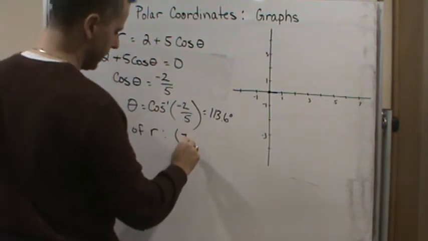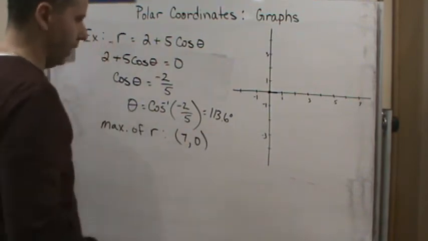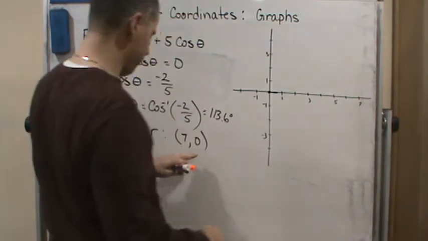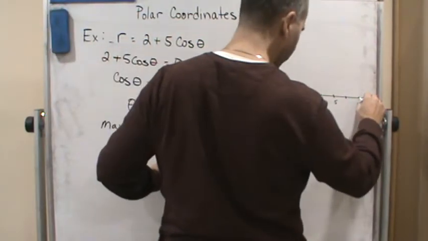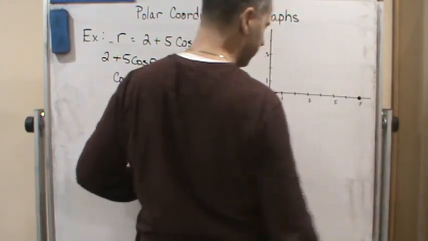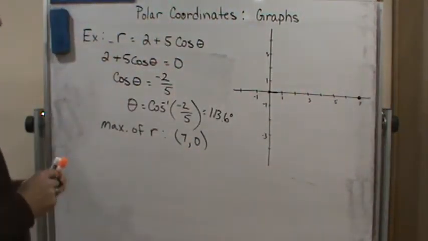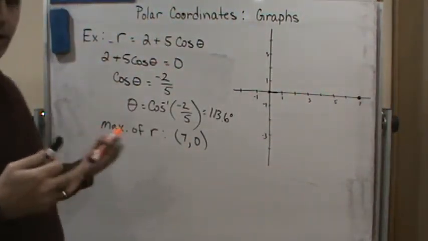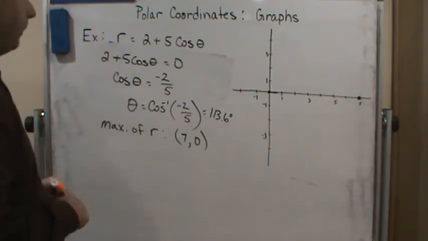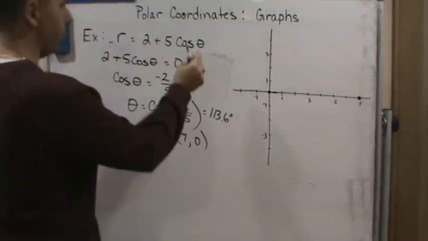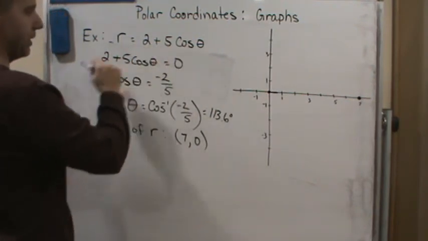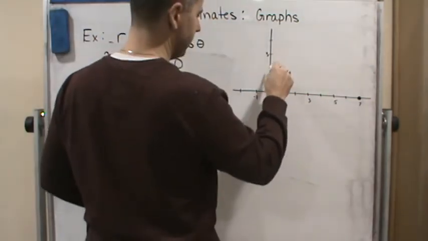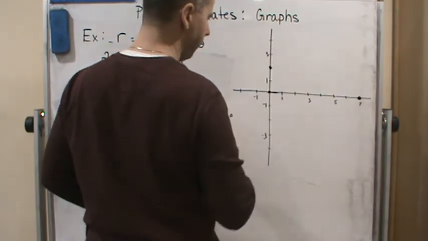So r is going to be 7, comma 0. So let's plot that. That's going to be here, 7, comma 0. So angle 0, there it is. Now, what about some other points that we're going to want to know? Pi over 2. So when this is pi over 2, this is 0, which means this is going to be at 2. So at 90 degrees, this is going to be at 2.